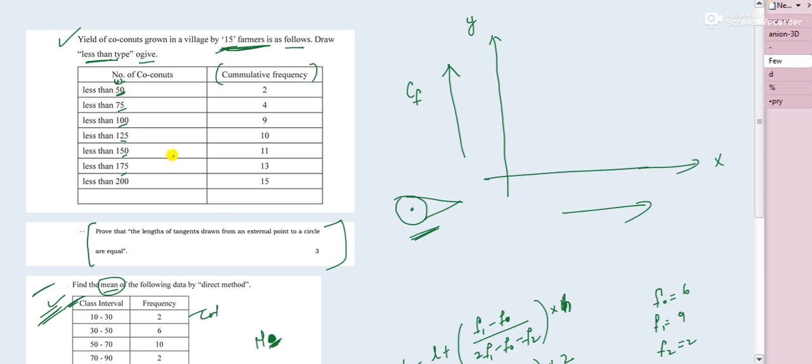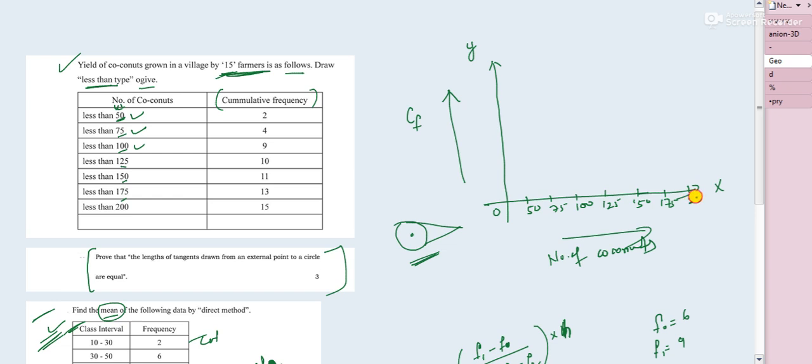Okay. So here you have to write number of coconuts, whatever they have given in the question. Understood? Now it is starting from 50, then 75, then 100. So you can directly write that here, 50, then 75. The gap is 25, correct? Then 100, 125, 150. The gap should be same. I am drawing it roughly, so it may not look same. Okay, and this is 200.